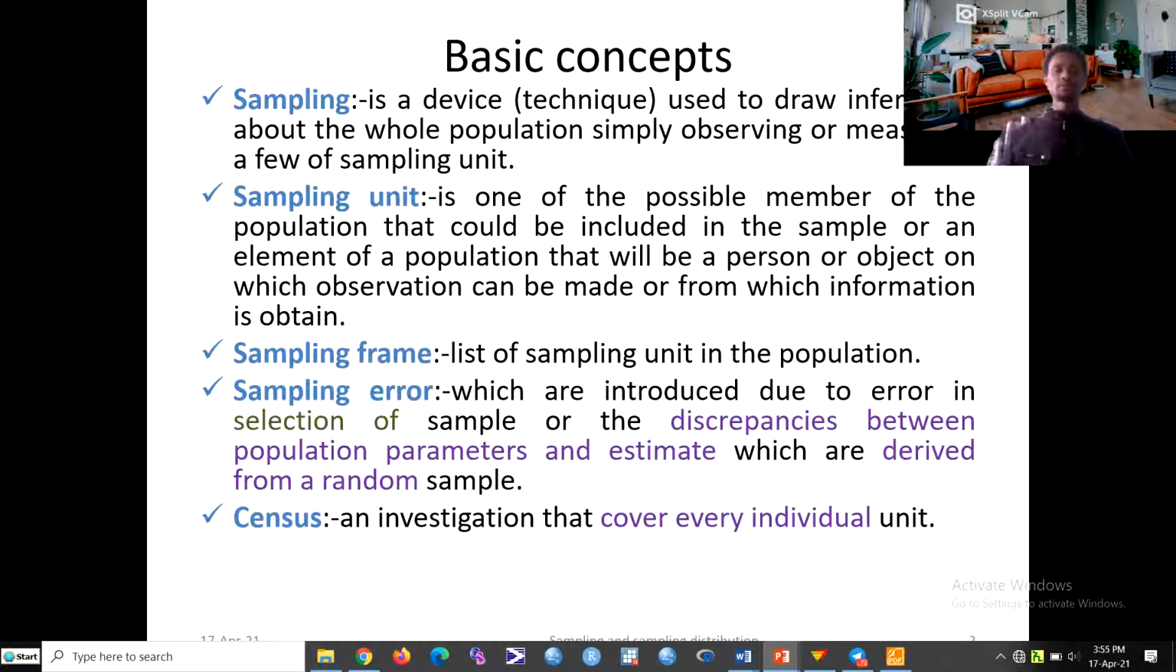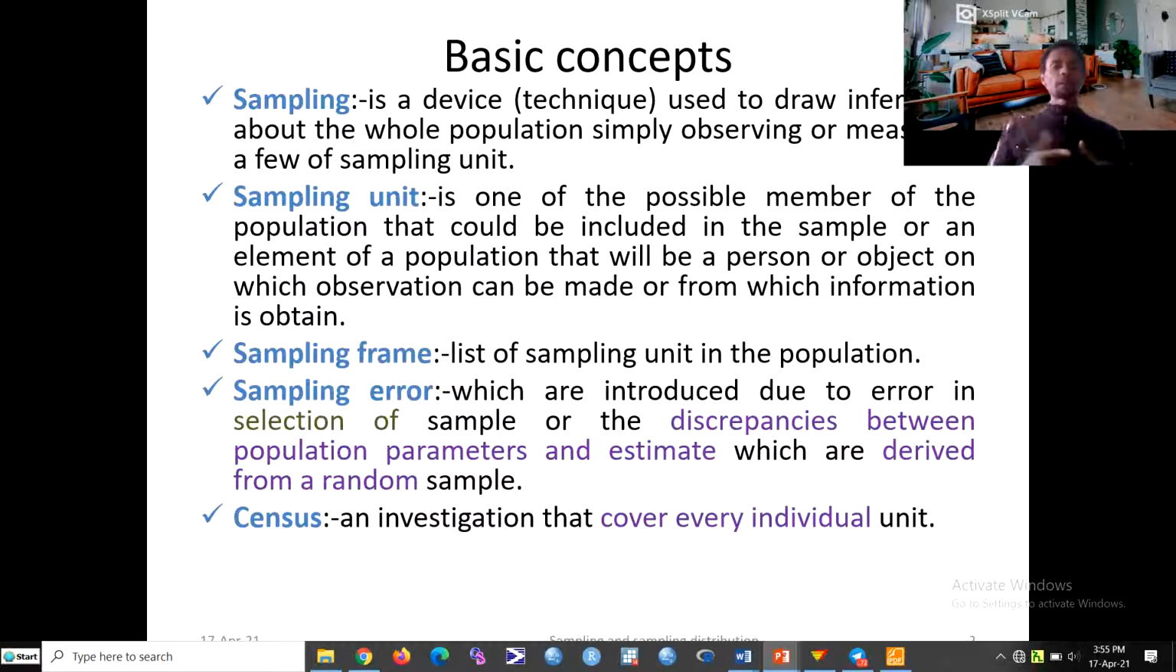Another important concept is sampling frame. Again, the name indicates, a frame is just some shaped thing. So sampling frame in statistics is a list of sampling units in the population. That's a prearranged list of sampling units in the population.